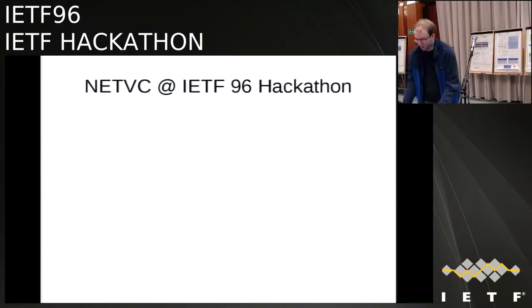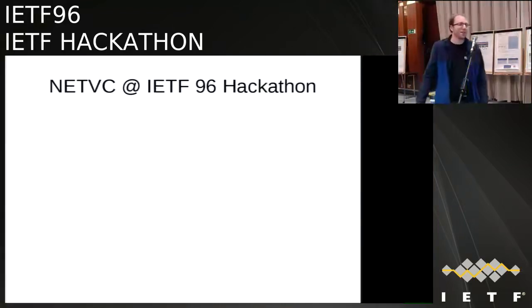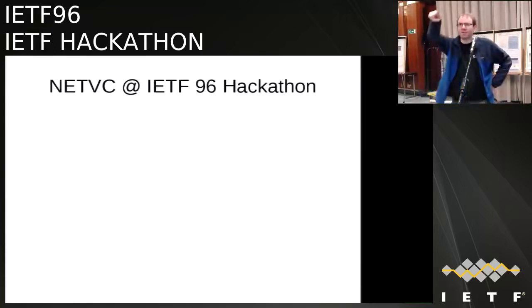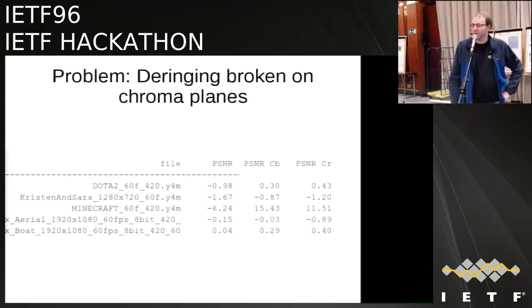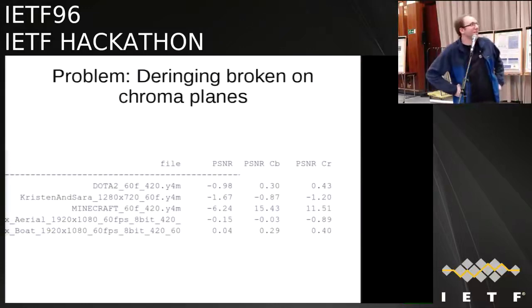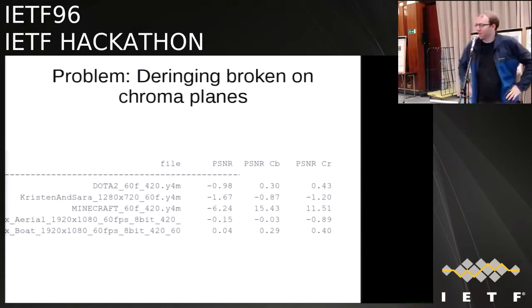Right. So we did IETF. We're at the NetVC group over there. What we did is we had this problem that showed up recently, which is we have a deringing filter. The deringing was broken on the chroma planes. We added a new video that actually showed this effect. It looks all great until you see PSNR, and we made it 15% worse. That was bad.